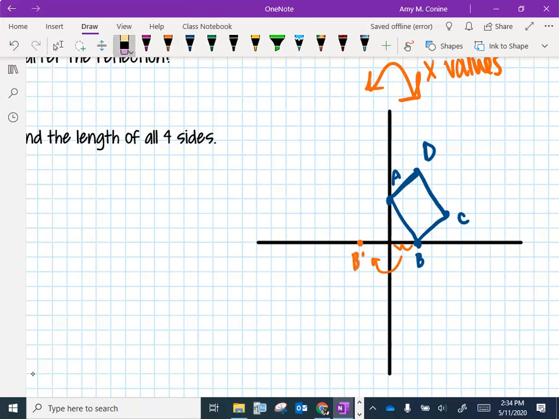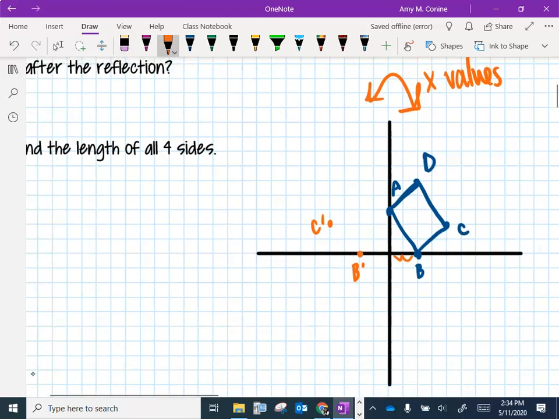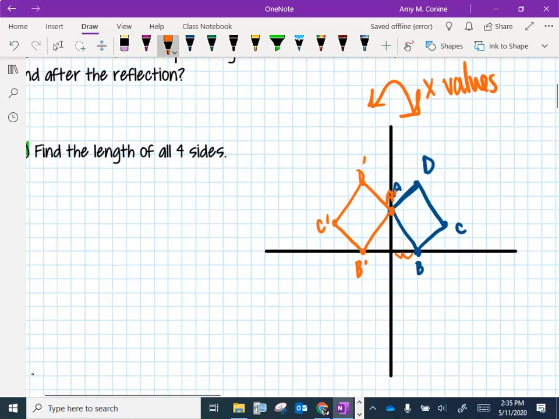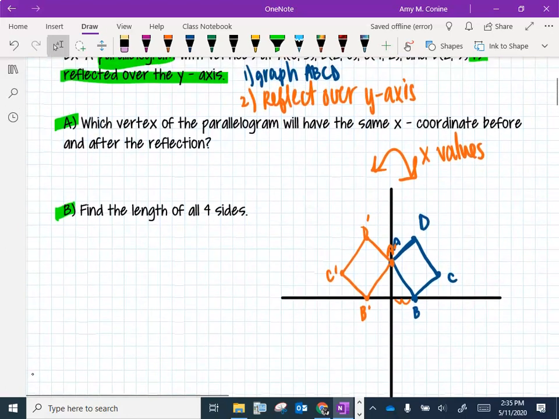So I'm going to plot my point at -2, 0 for B prime, and I'm going to do the same thing with C. C is at 4, 2, which means when I flip it over the y-axis, it should be at -4, 2. Your x values are changing, and the y values stay the same. D is 2 spaces away, so I'm going to put D prime also 2 spaces away. The only thing a little different is that A is on the y-axis, so A prime is also going to be on the y-axis. Once we have all the points plotted, we can connect our lines, and now we have our new image, A prime, B prime, C prime, and D prime.